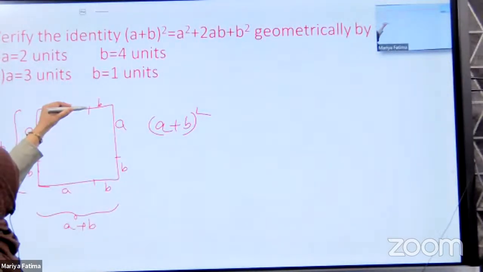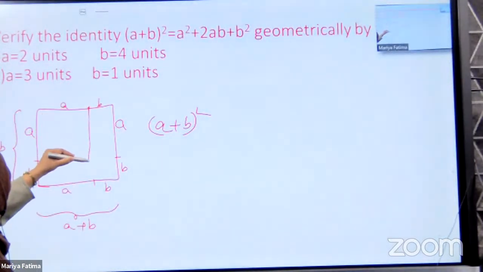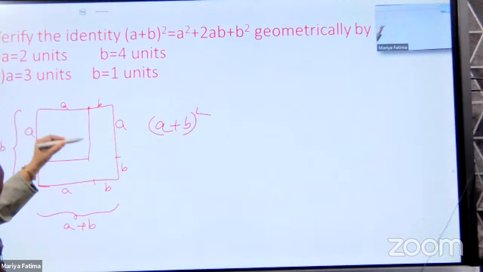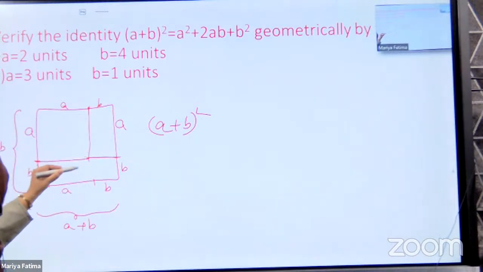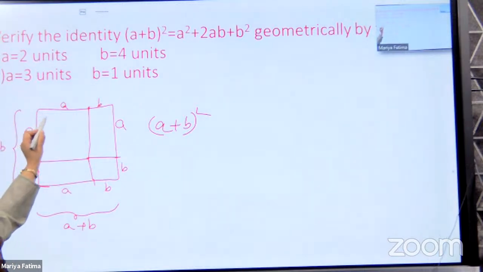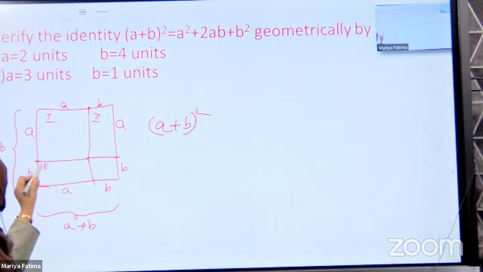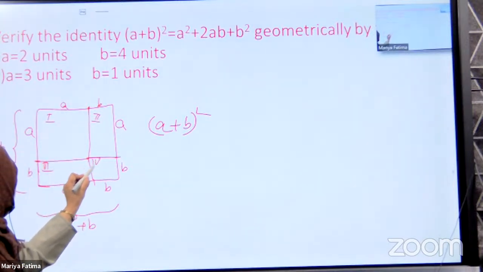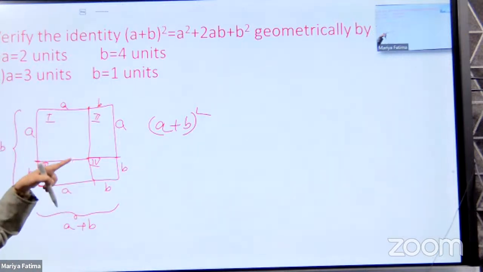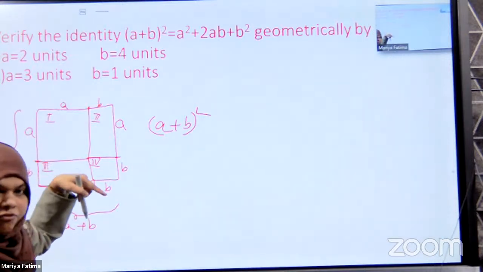Got it? A plus B whole square. Now we are dividing this square into some parts. Suppose we are separating this A side, and we are separating this and this. Okay, we got 4 parts, 4 areas: 1, 2, then 3, then this is your 4th area. In that square only, I made 2 squares and 2 rectangles.